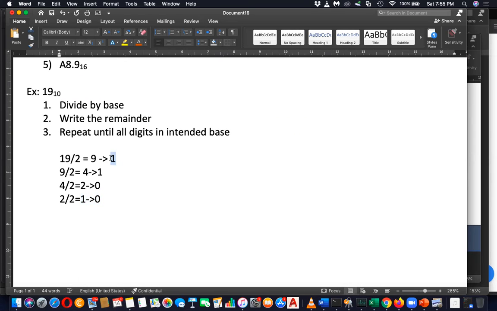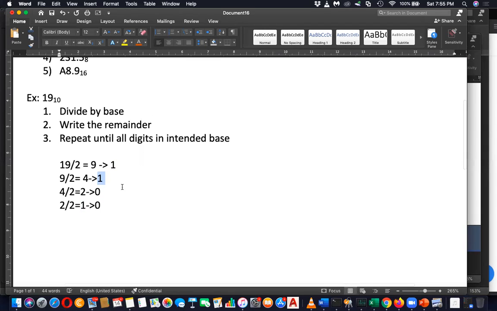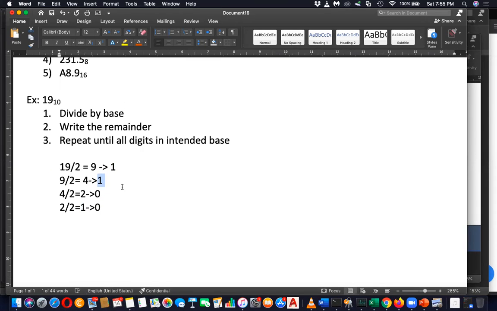Then you can see all digits are now in binary. Binary means ones and zeros. So now all digits are in ones and zeros. Let's highlight these digits. You have to take from bottom to top, and when you write bottom to top, the value will be 10011, that is in base 2.